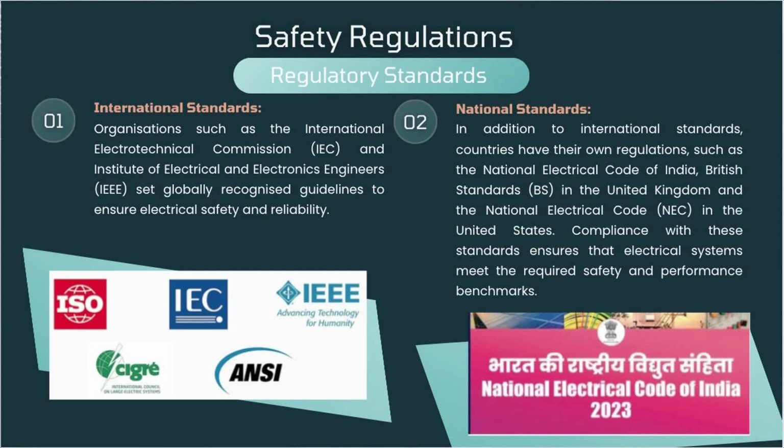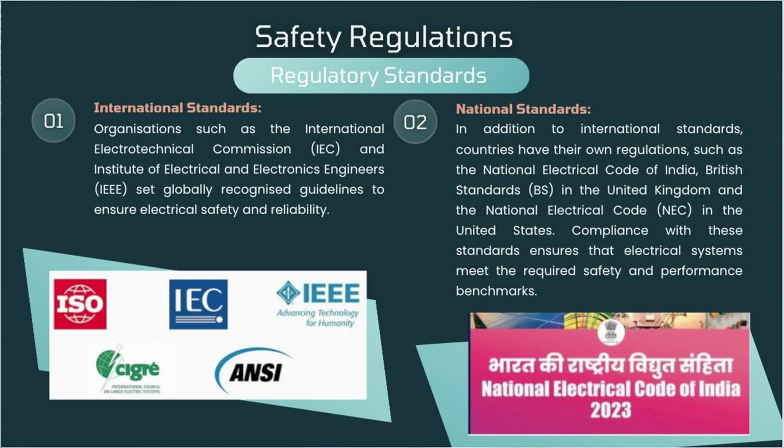Safety regulations. Electrical safety is guided by international and national standards that provide frameworks for safe design, installation, and operation. International standards. Organizations such as the International Electrotechnical Commission (IEC) or the Institute of Electrical and Electronics Engineers (IEEE) set globally recognized guidelines to ensure electrical safety and reliability.